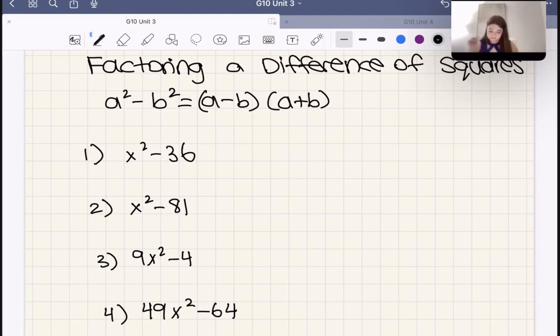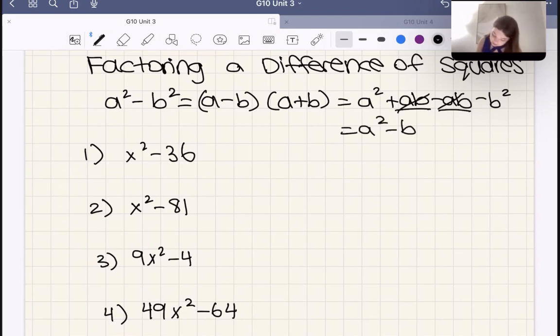Well, if we go back to multiplying our binomials, we know that we use the FOIL rule, right? We learned that the very first day of this unit, that we do first, outer, inner, last. So let's do that with this general example. First would be a times a, which is a squared. Outer would be a times b. Inner would be negative b times a, so that's minus ab. And last would be negative b times b, which is negative b squared. Oh, and look, plus ab minus ab, those cancel out, so we're just left with a squared minus b squared.